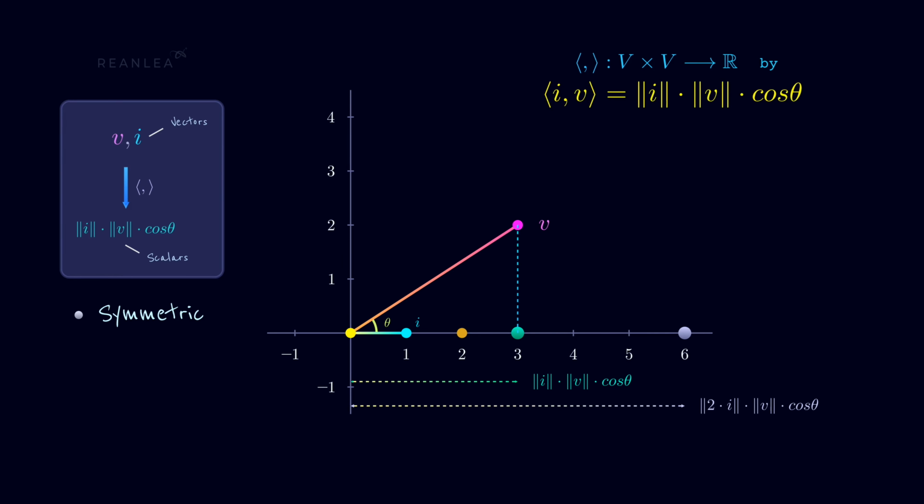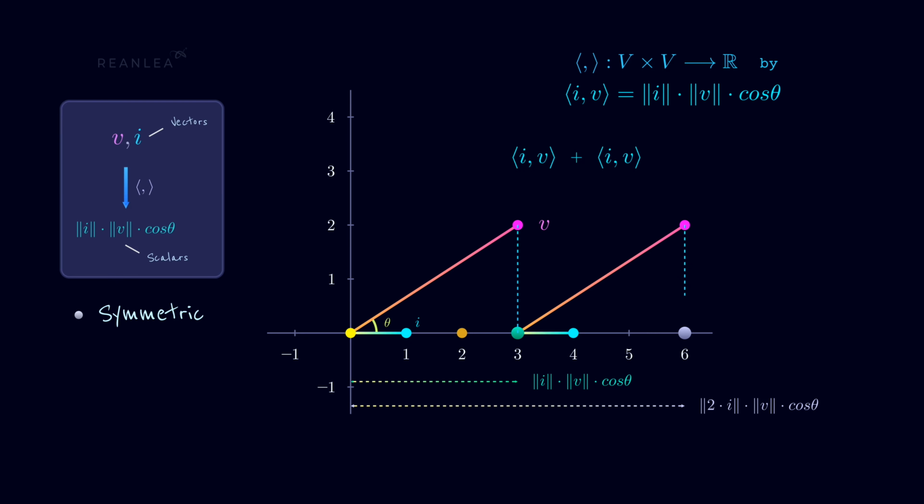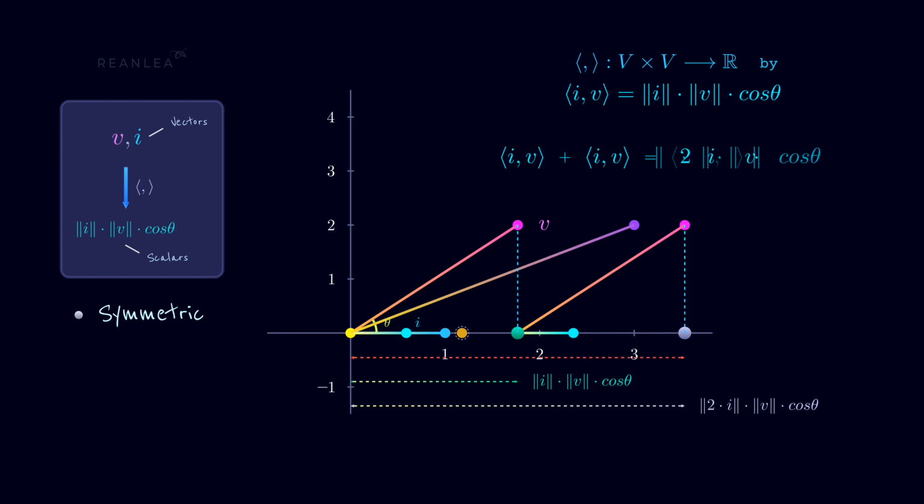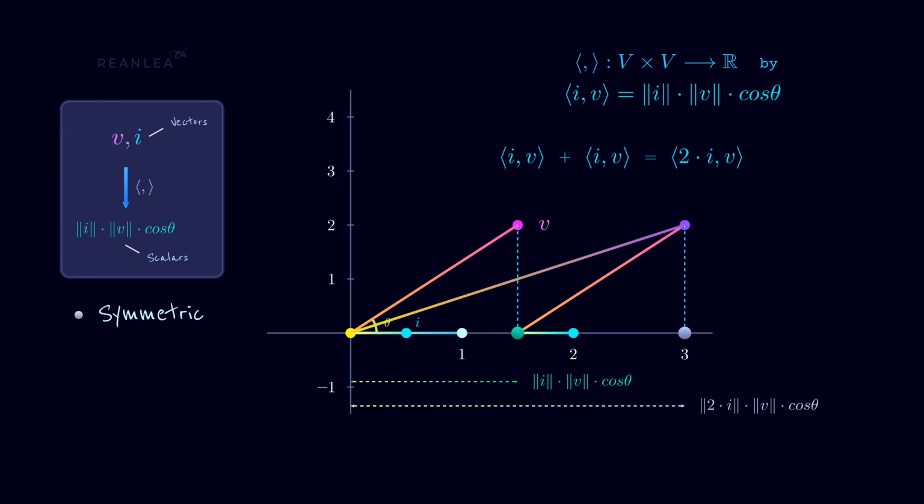Now if we add the inner product of I and V with itself, then it will be 2 times the inner product of I and V. That is 2 times norm I times norm V cos theta. And we know that is exactly norm 2I times norm V cos theta. On top of that, the formulation gives it as an inner product of 2I and V, and we simply can visualize that. And that's how 2 times the inner product of I and V is equal to the inner product of 2I and V.